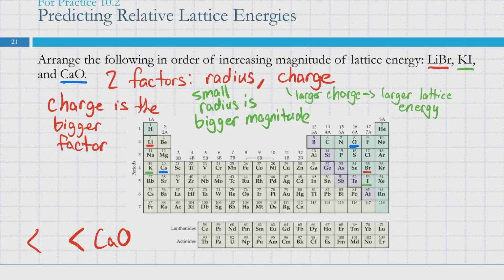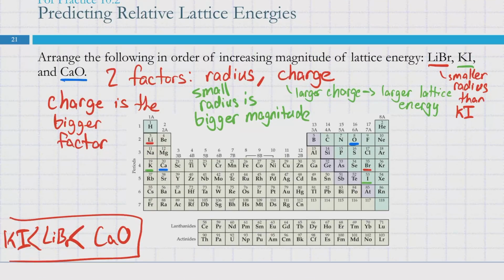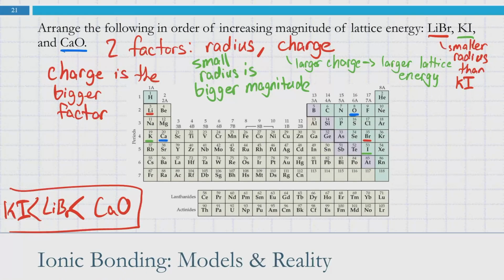Lithium bromide is going to have the smaller radius. Lithium is smaller than potassium. Bromine is smaller than iodine. So lithium bromide has a smaller radius than KI. That means it's going to have a stronger lattice energy. So this would be our order. Questions?